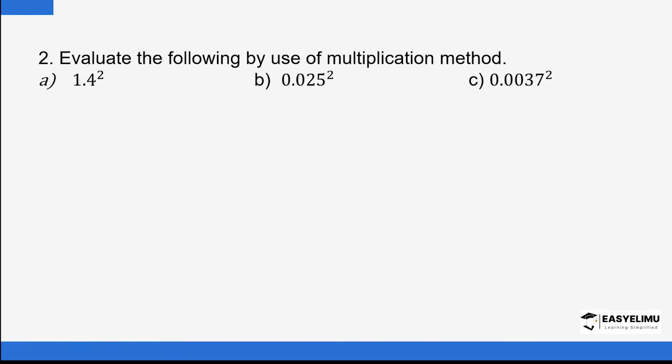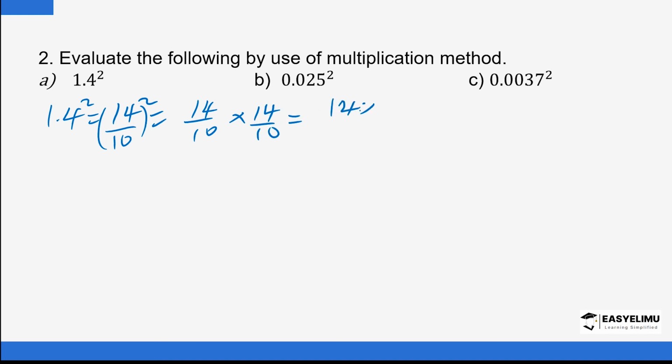So the same approach is used here. We have 1.4 squared. So this is going to be 14 over 10 squared, which equals 14 over 10 times 14 over 10. So this is going to be 14 by 14 over 10 by 10. So you multiply the denominators and you multiply the numerators.